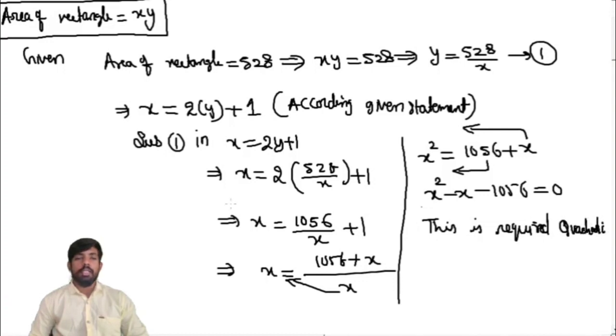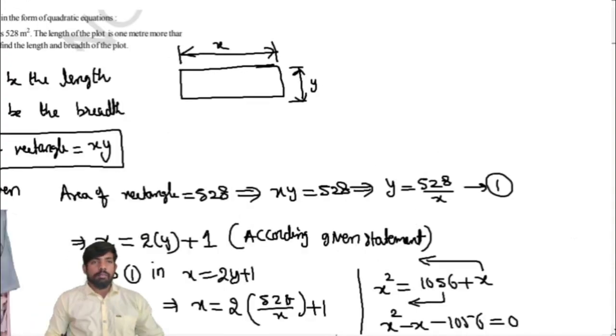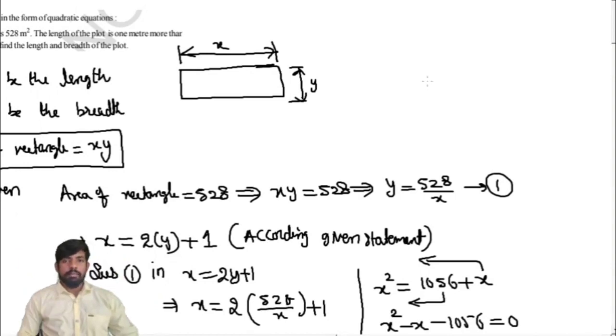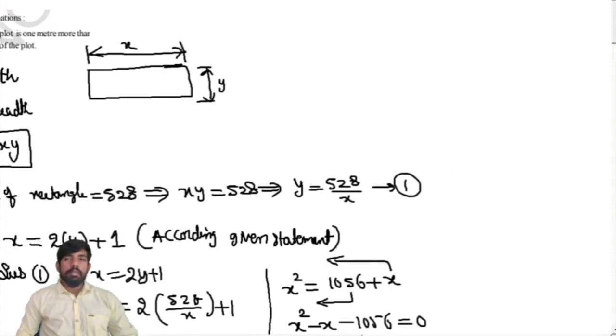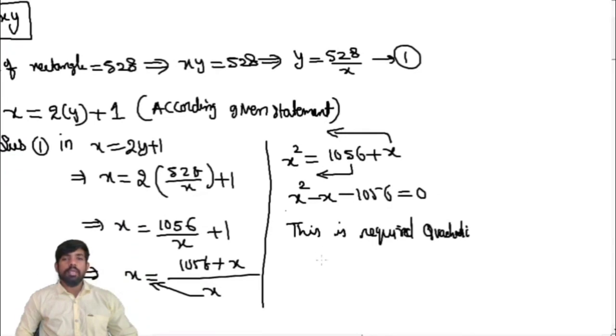That's all. He is asking just to represent this in the form of a quadratic. Here in this we need to find the length and breadth of the plot, but in the question it says represent the following situation in the form of quadratic. So up to here for the given question, this is the required quadratic.